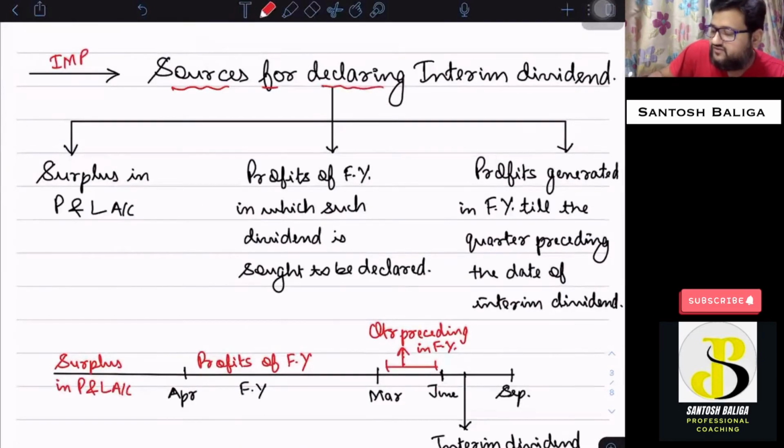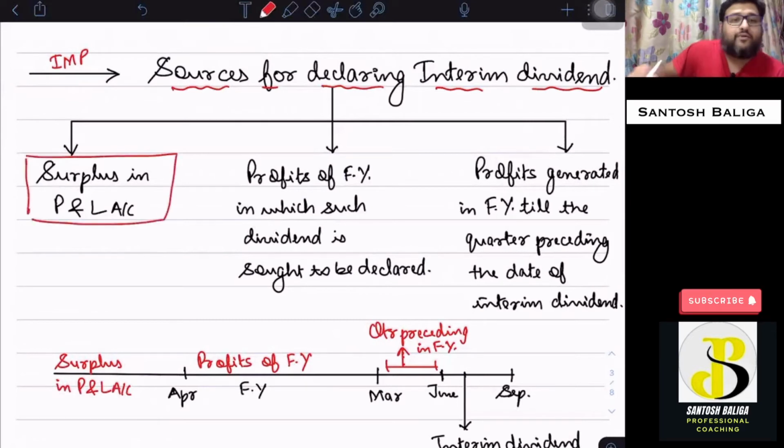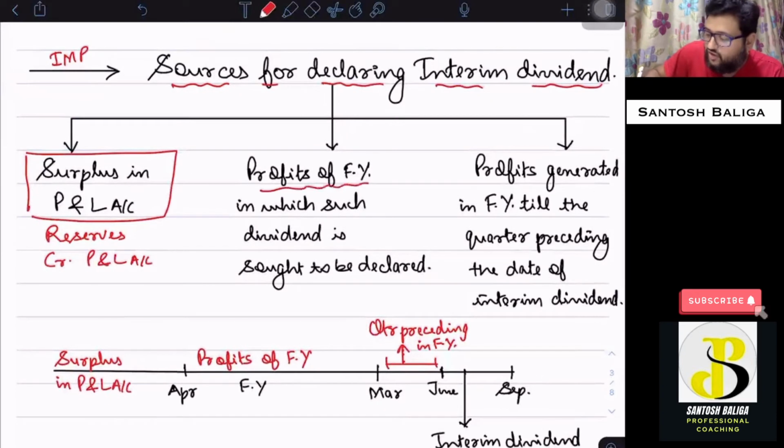What are the sources for declaring interim dividend? Interim dividend can be declared out of the surplus in profit and loss account. We can also call this reserves of the company or credit balance in P&L account. Okay. Then the profits may be out of the current financial year for which the dividend is sought to be declared.